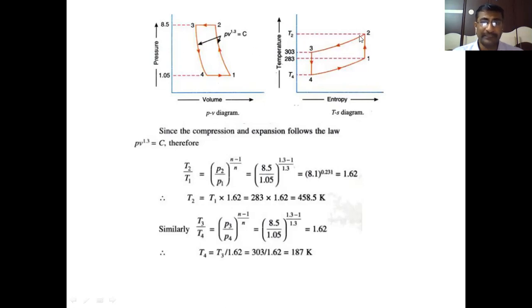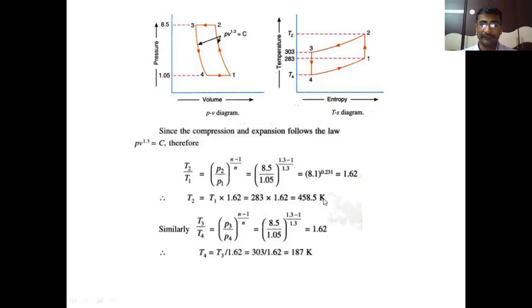We know the pressures at 2 and 1, 8.5 and 1.05, whole power (1.3 minus 1) by 1.3. We get 1.62. T2 by T1 is 1.62. Therefore, T2 equals 1.62 into T1. T1 is given as 283. Therefore, the air temperature after compression is 458.5 Kelvin. Clear, students? First of all, we are finding the temperatures T2 and T4.